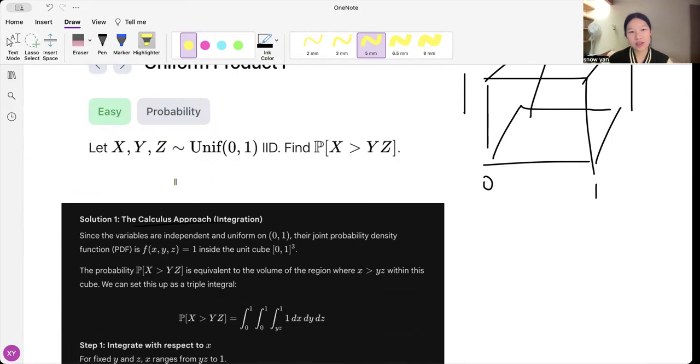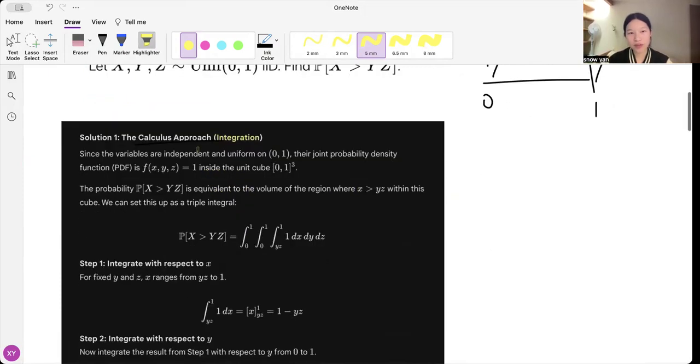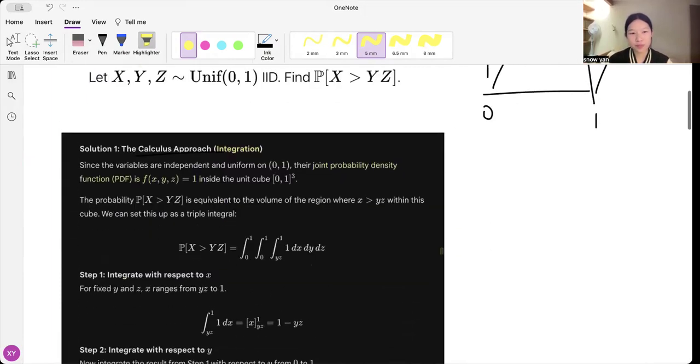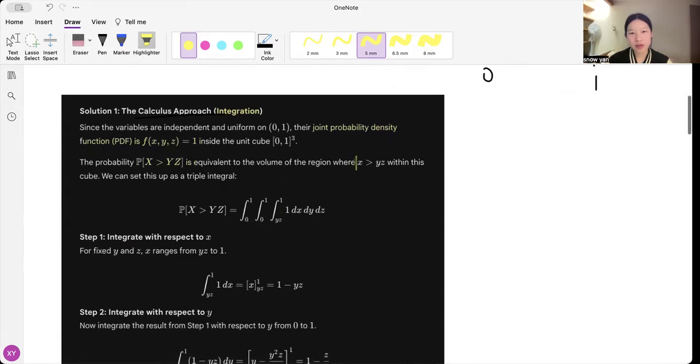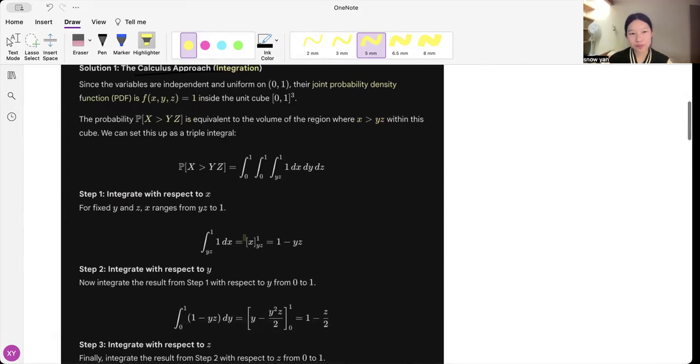We can integrate, and then we would be able to get the volume of the thing. So basically the idea is that their joint probability density function f of x, y, z is equal to 1 because it's just inside this cube. And we're trying to find the probability that x is greater than yz.